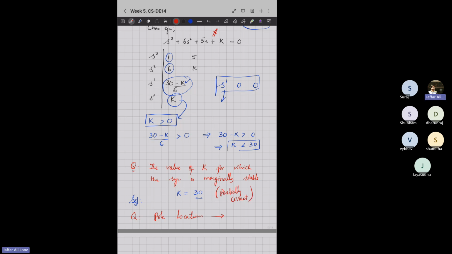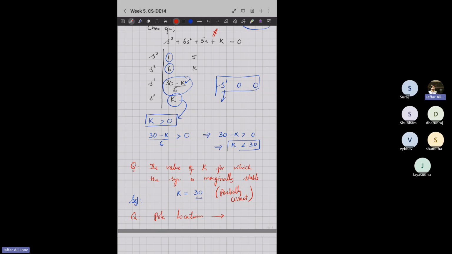I told you, because the presence of this only gives me the presence of poles on the imaginary axis, but it does not give me the pole locations. So in order for you to say the system is marginally stable for k equal to 30, you have to check the pole locations as well. And how do you check the pole locations? You got the row of zeros when you put k equal to 30.